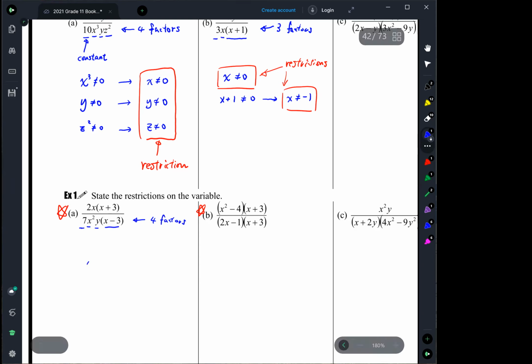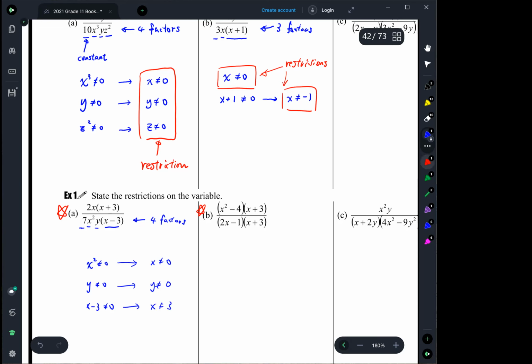So let's start with the x squared. X squared cannot be 0. Y cannot be 0. X minus 3 cannot be 0. All right, Aaron, what's your first restriction? I put x cannot equal 0. All right, and Angeline, what's your second restriction? Y cannot equal 0. So that one, nothing changed. How about you also tell us the last one? X cannot equal 3. Yes, okay.